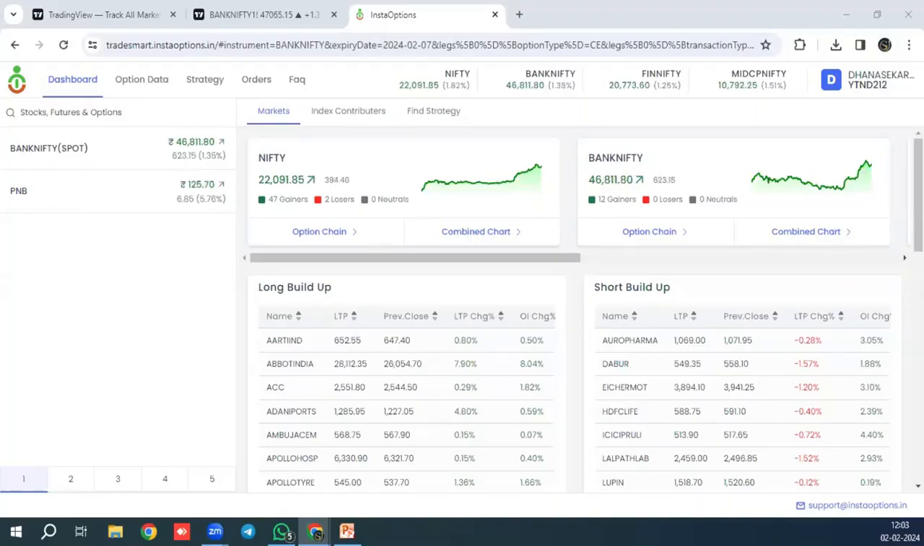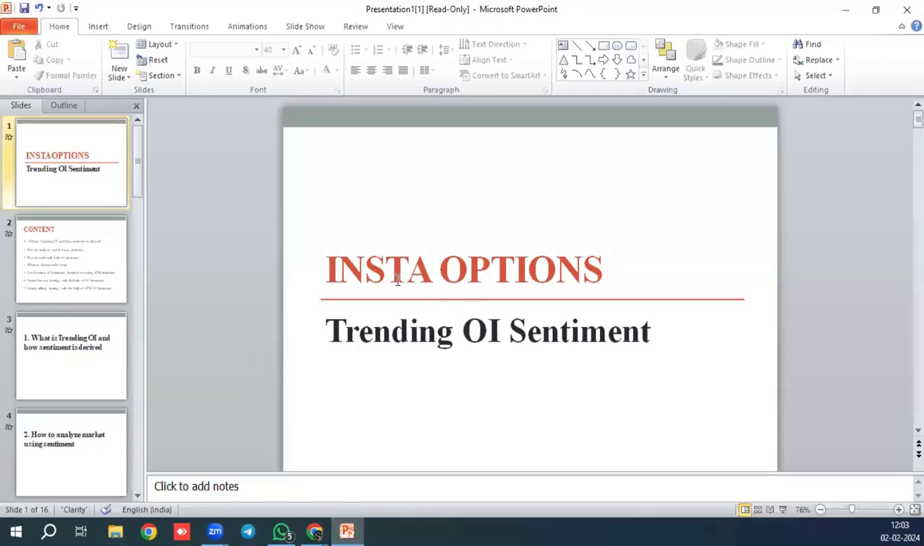Now we are going to see InstaOptions, and particularly we are going to cover a topic which is trending OA sentiment. Okay, so we are going to start. I'll just tell you what is InstaOptions, and then we'll go into this topic particularly on trending OA sentiment. And this is a very unique feature which is available in InstaOptions, and it will be very much helpful for you to identify the trend.